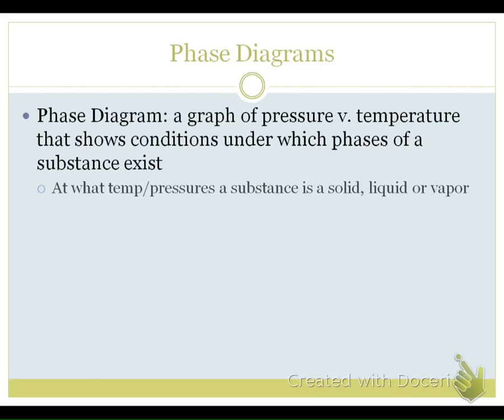Phase diagrams are substance specific. What that means is that each individual substance has its own phase diagram. That will make a little bit more sense after we look at them more in depth, but each and every substance has its own phase diagram. The one we're going to look at is for water.